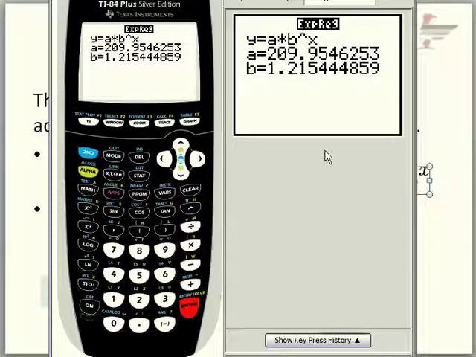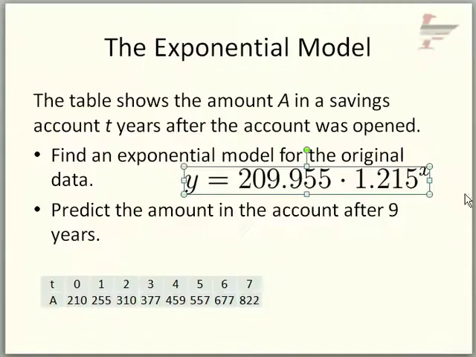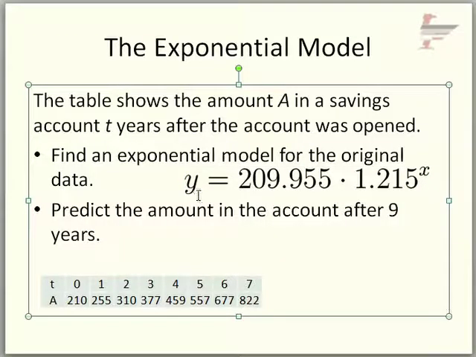It might be a good idea to write those numbers down: a is 209.955, let's say, to the nearest thousandth, and b is 1.215. So our function, the original model, says y, but we would actually say a is equal to 209.955 times 1.215, all raised to the t power, for t in years.